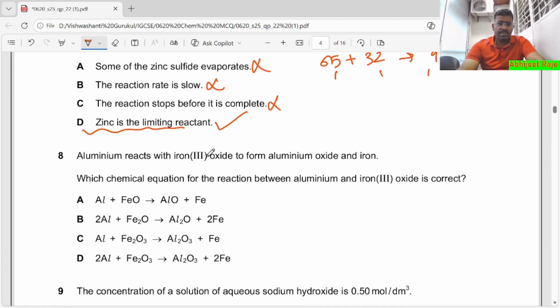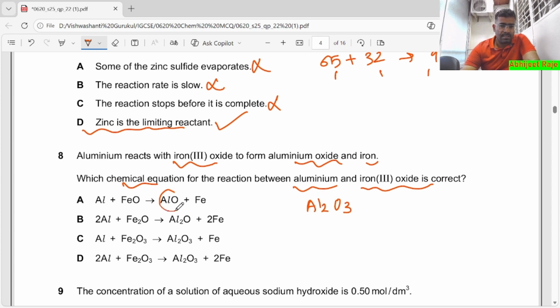Question number 8, aluminum reacts with iron oxide, giving aluminum oxide and iron. A chemical equation of the reaction between aluminum and iron oxide is correct. Now students, you should know the formula of aluminum oxide. It is Al2O3. Look at the equation. Where is Al2O3? This is AlO, wrong. Al2O3, it's Al2O3 in two equations, correct.